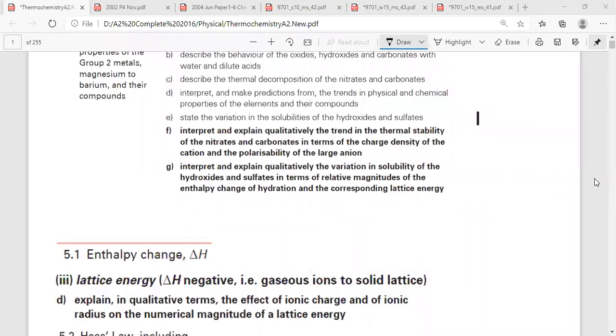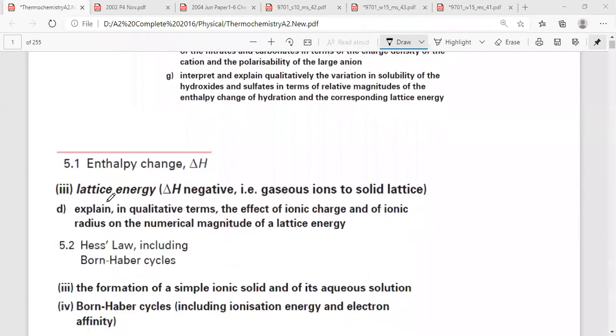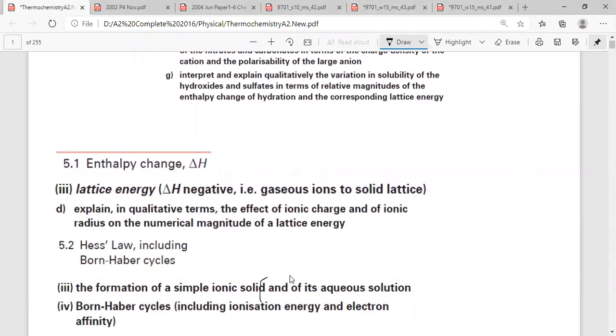Hi guys, today we want to finish off lattice energy and also the solubility. Let me show you what we are going to do today, okay? Here you can see this part here. We have already, well, let me just put it in red color, better.